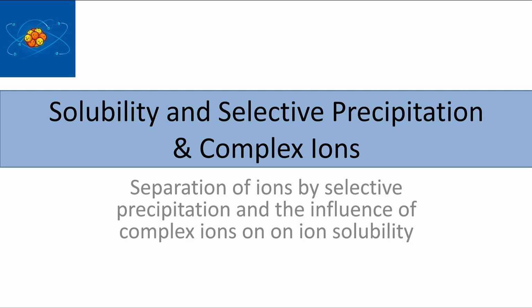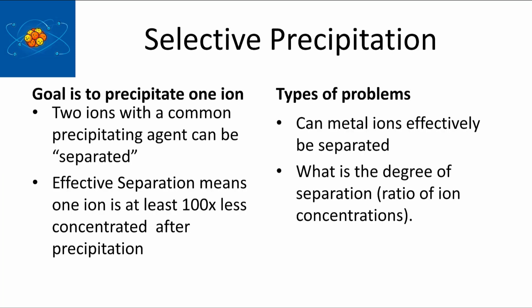Okay, so first thing we're going to talk about is selective precipitation. And again, I'm going to take a number line approach to this. What we want is to be able to precipitate 2 ions so that really you're just precipitating one. So you're going to have a precipitating agent, and that's going to be the anion. And then you have 2 metal ions in solution whose concentrations you want to make very different from each other. That's the separation idea.